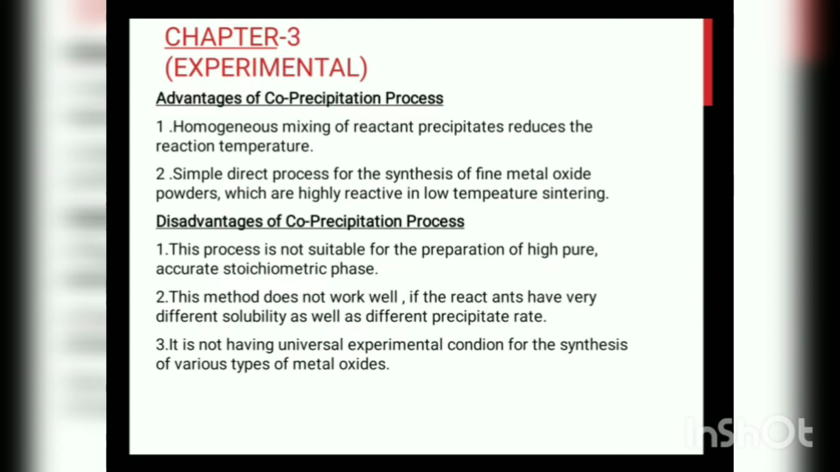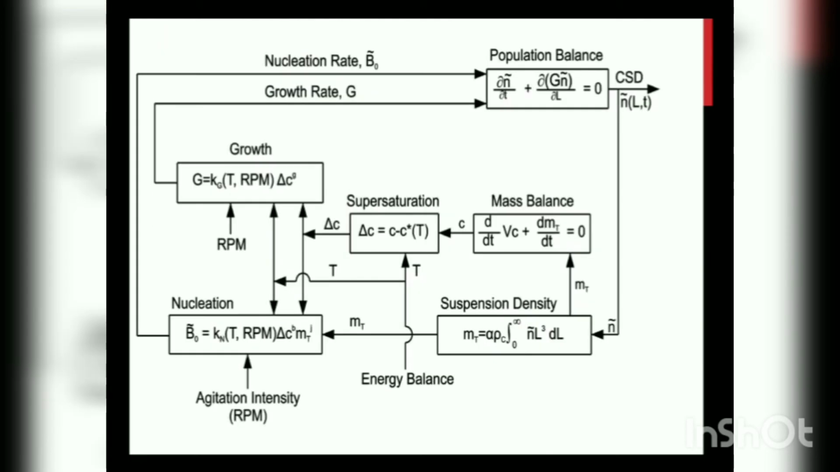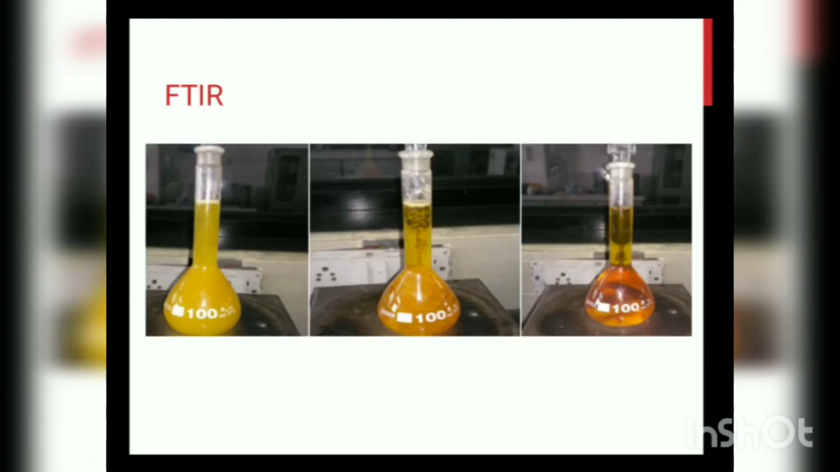Now, chapter number 3, Experimental. The materials used here involve various types of synthesis techniques, in this case the synthesis of cadmium. Now, advantages and disadvantages. Advantages: homogeneous mixing of reactant precipitate reduces the reaction temperature, and it is a simple, direct process for the synthesis of final metal oxide powders, which are highly reactive and temperature sensitive. Disadvantages: this process is not suitable for the preparation of high-purity, accurate stoichiometric phases. This method does not work well.